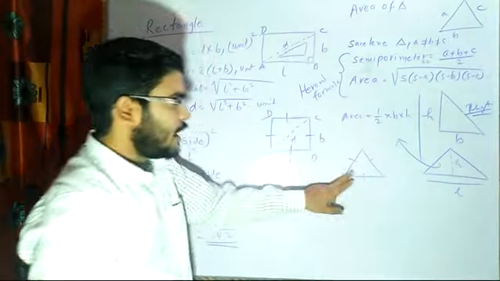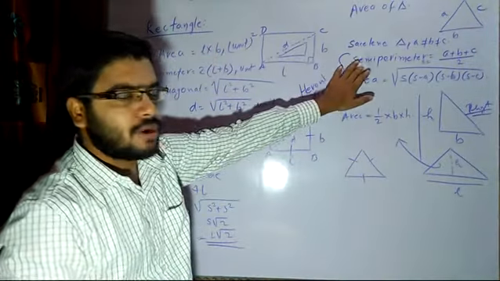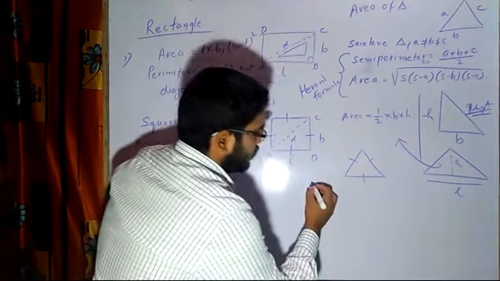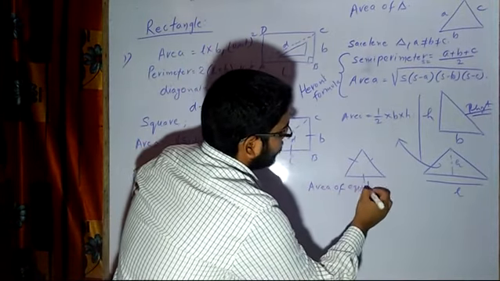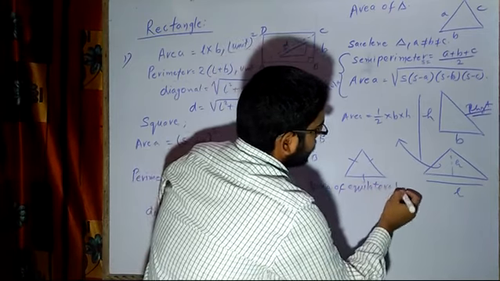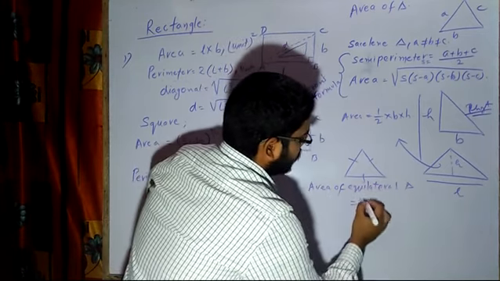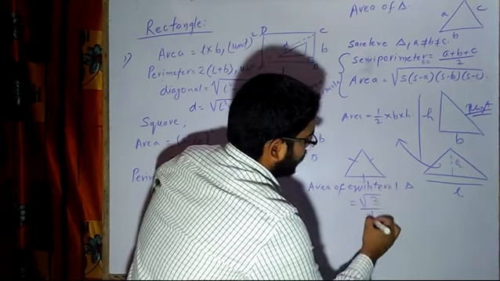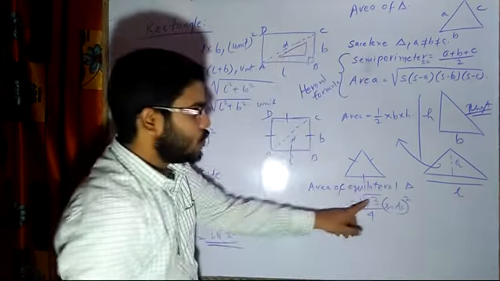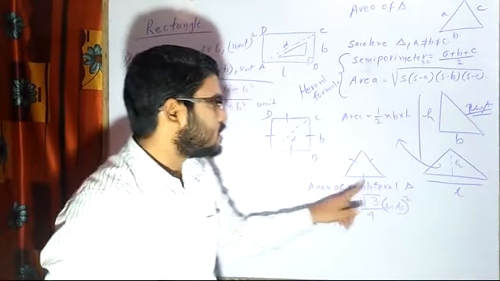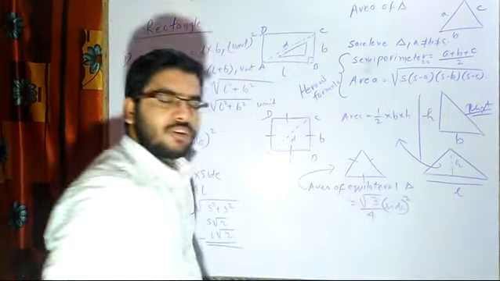If we don't remember Heron's formula, there is another small formula for the area of an equilateral triangle. Area of equilateral triangle is equal to root 3 upon 4 into side square. Okay, root 3 upon 4 into side square is the direct formula for an equilateral triangle.